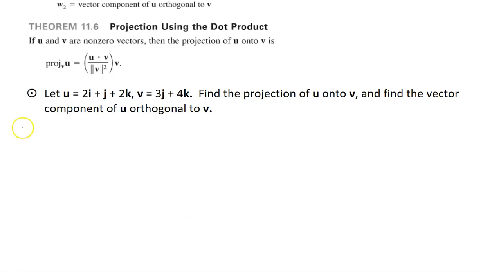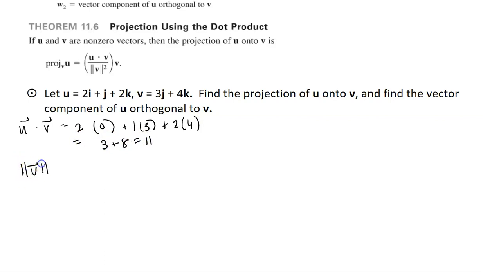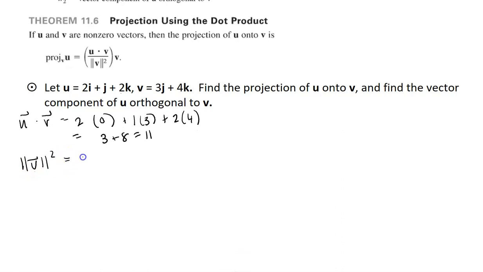So I'm going to start by finding u dot v, which will be 2 times 0, because there's no i here, plus 1 times 3, plus 2 times 4. So that gives me 3 plus 8, or 11. The magnitude of v squared, we actually don't need the square root. You can just eliminate that because we're squaring it. We'll have 0 squared plus 3 squared plus 4 squared, which gives me 9 plus 16, or 25.